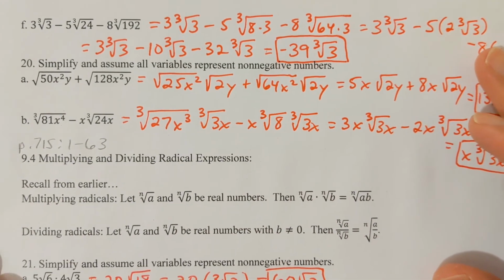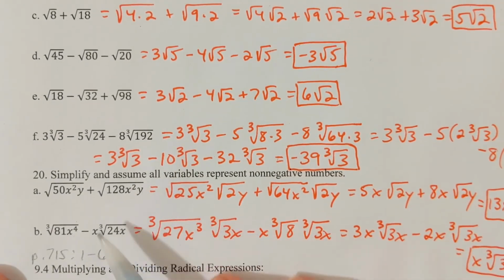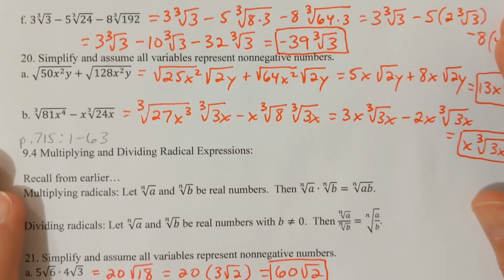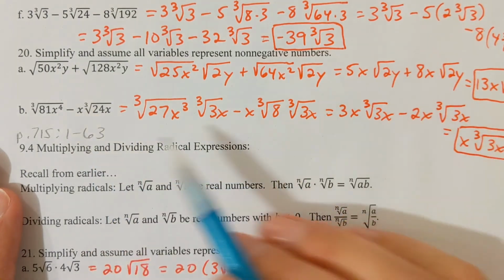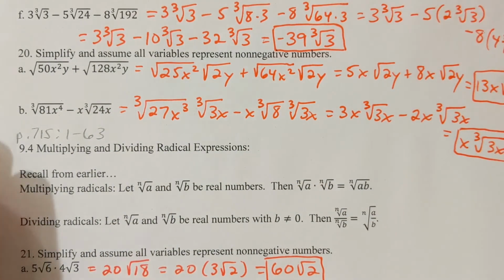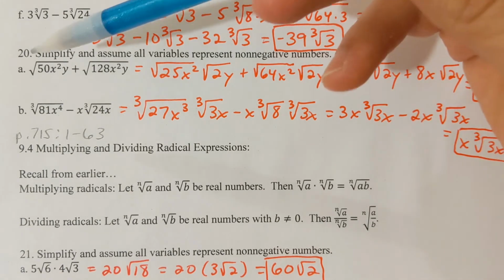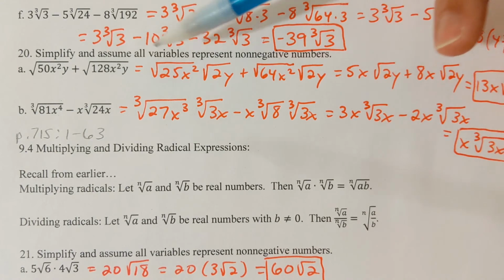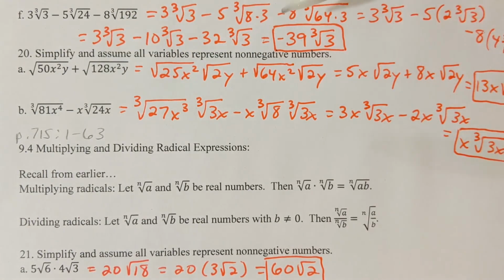Okay, problem 20. We're doing some more simplifying, only they've mixed in a variable. We didn't have anything with variables up here, but the plan is going to be the same. Try to get like radicals so that you can add them or subtract them. So let's take a look at part A. I don't have like radicals, because I don't have the same radicand. One has a 50x squared y, one has a 128x squared y. So let's go ahead and simplify these two radicals individually.